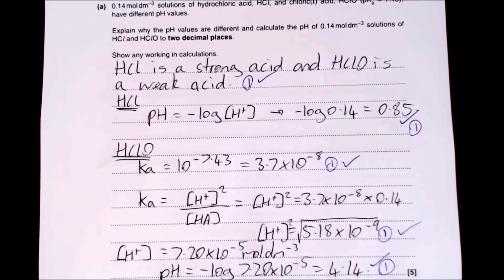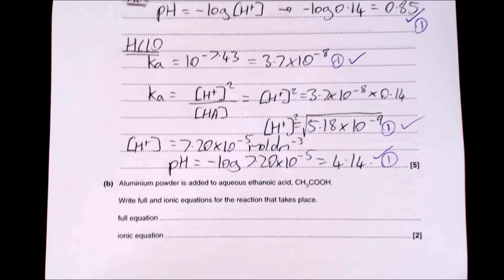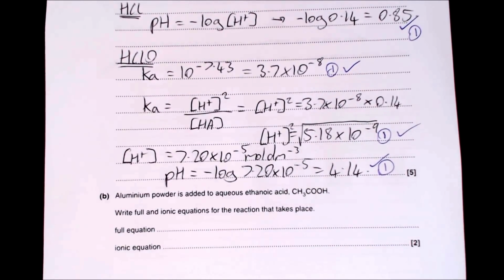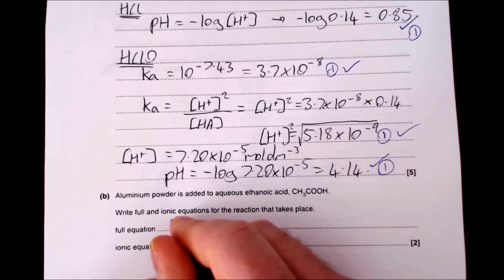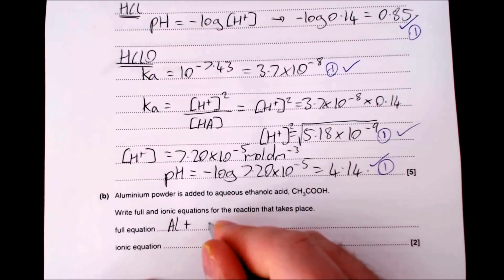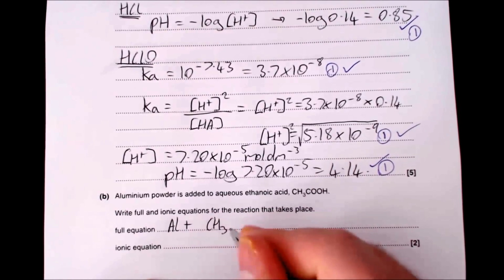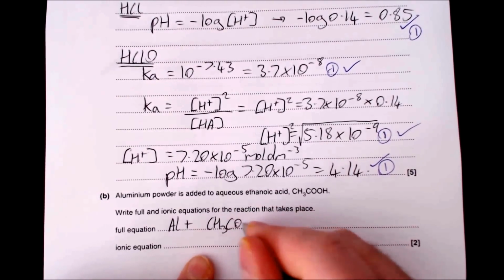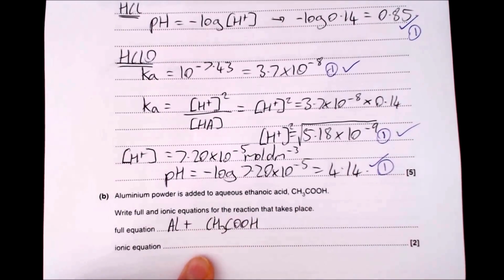Okay, right, big question. The next one says aluminium powder is added to aqueous ethanoic acid, which is your weak acid. Write a full and ionic equation for the reaction that takes place. So the full equation is just an acid plus metal reaction. So we're going to put Al, and we're going to add that to CH3COOH, because that's our weak acid.